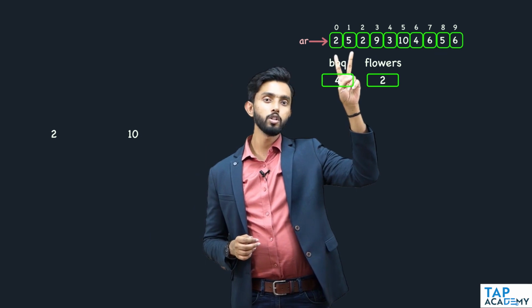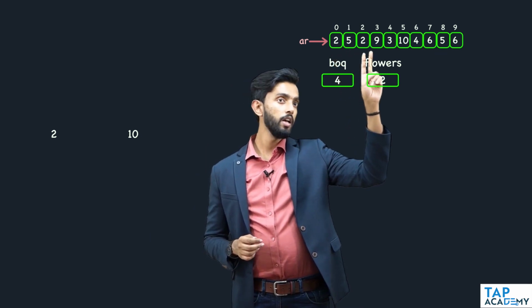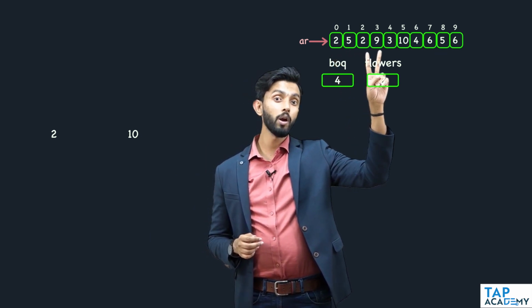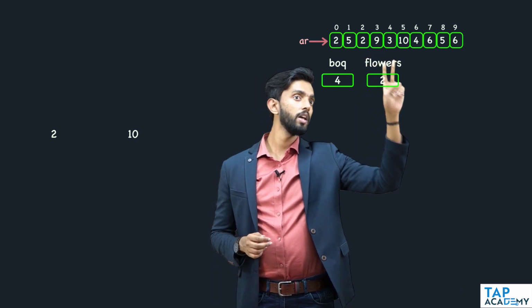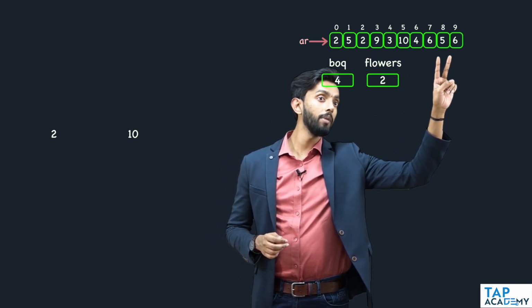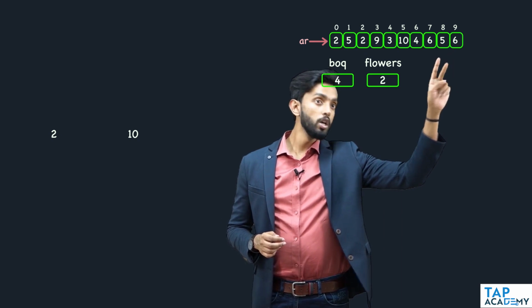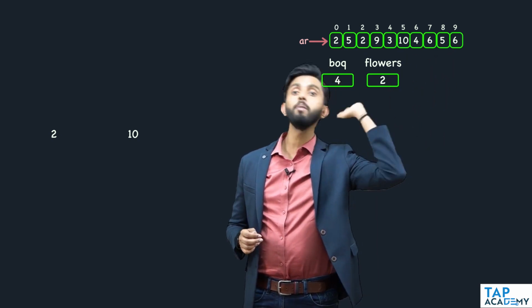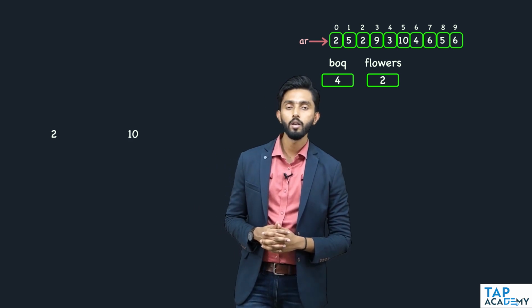If these two flowers bloom, I can make one bouquet, they are adjacent. If these two flowers bloom, I can make one more bouquet because they are adjacent. If these two flowers bloom, I can make one more bouquet. I can make one more bouquet out of this. So this flower need not have even bloomed. How are we able to think?